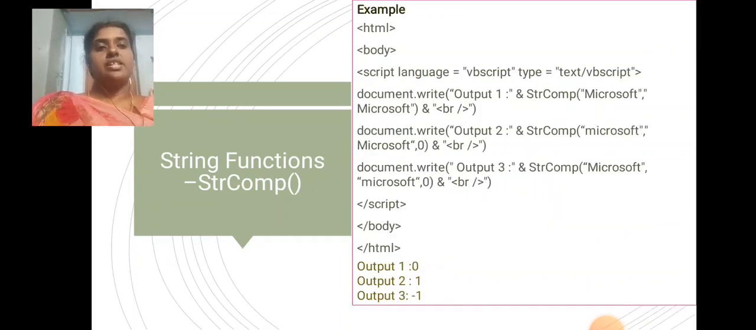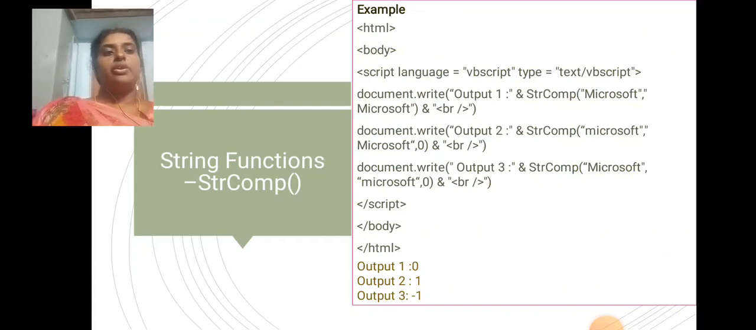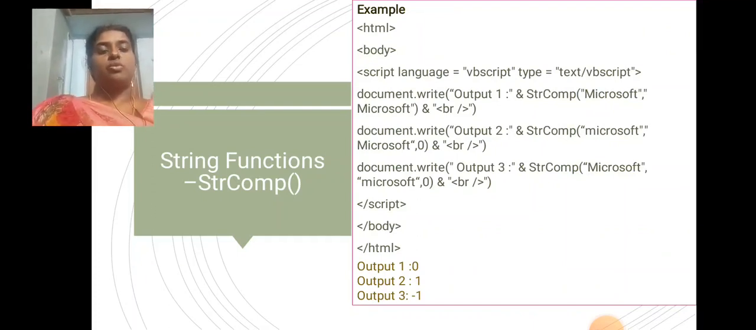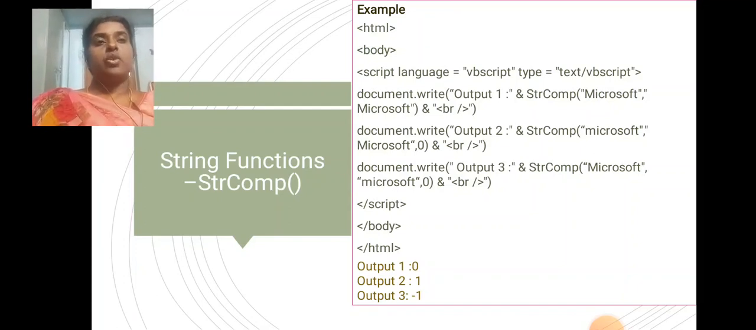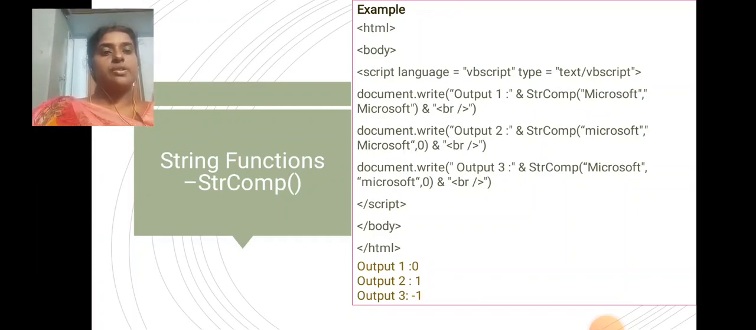So here is an example. Here I am going to compare Microsoft. In the first line, document.write output 1, string compare of Microsoft, Microsoft. We haven't specified the last, optional parameter, whether we want to perform the binary search or text search. Here it compares characters one by one. All the values are equal, so we get 0 as a result.